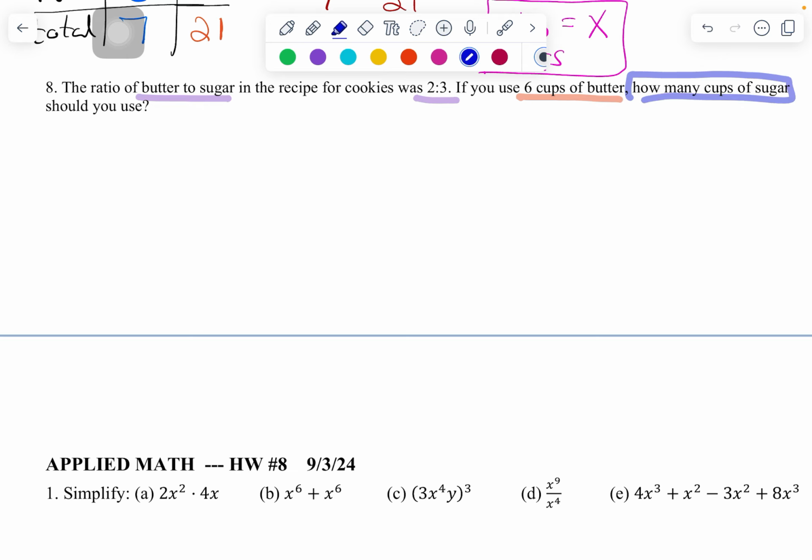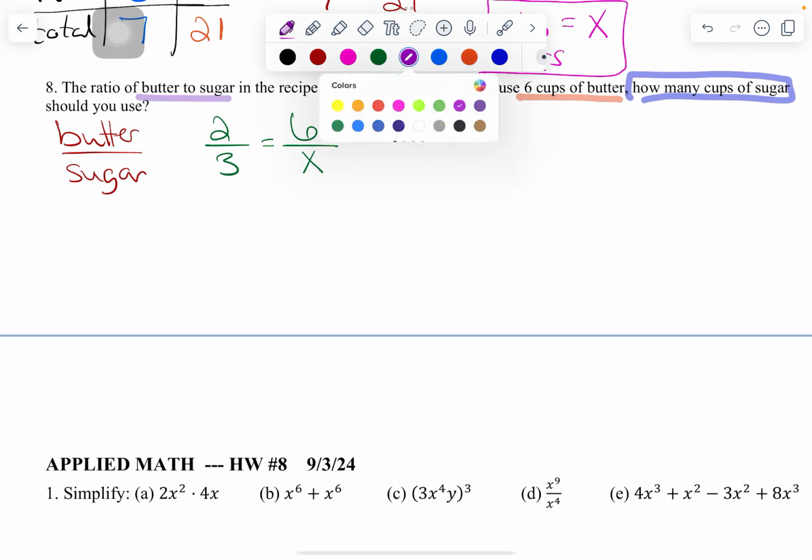So this goes back to the first 2 kinds of problems, right? The first 2 that we did, where we've only got 2 things. We've got butter and we've got sugar. And that's all. It doesn't talk about a total, it doesn't talk about any other ingredients. So that's what I'm going to set it up off of. So if we do the ratio of butter to sugar, 2 over 3 equals, butter is on top, so 6 cups of butter to how many cups of sugar? I do not know. But that's the proportion that we can set up.